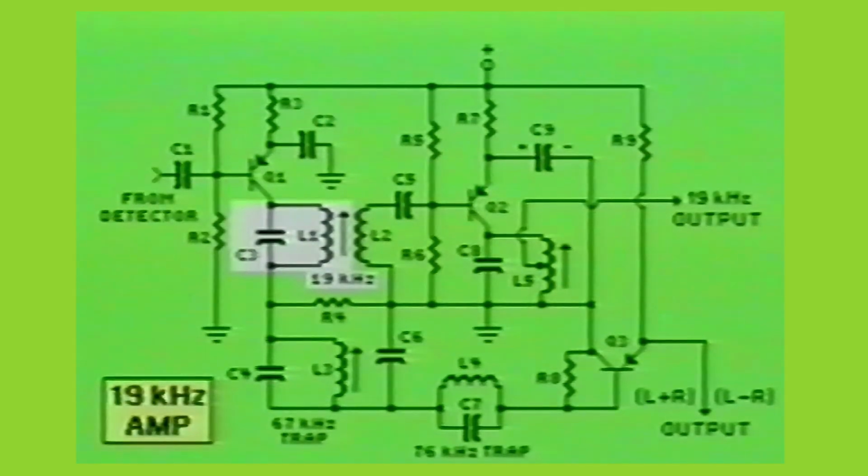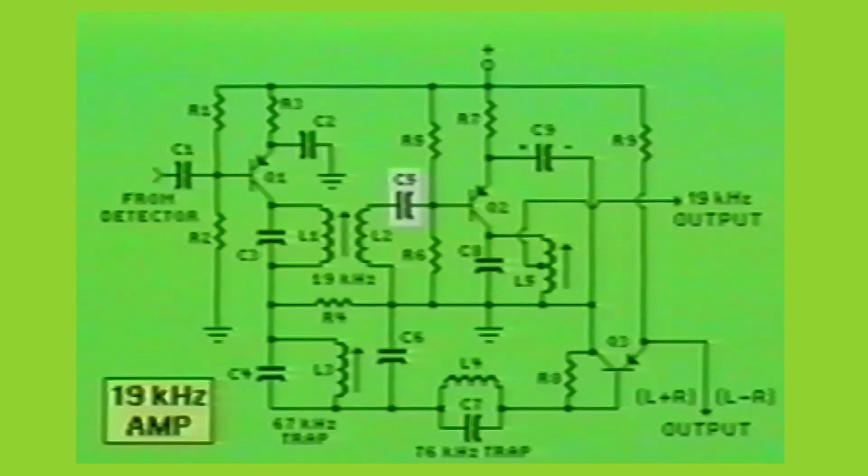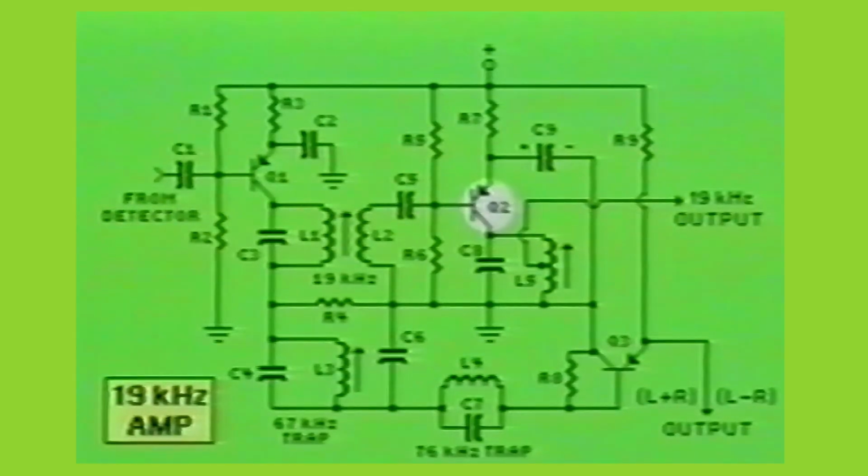Inductor L2 electromagnetically couples with the 19 kHz trap circuit to pick up the pilot signal from the tank circuit. The signal capacitively couples through capacitor C5 and into the base of Q2. Since the pilot tone is much lower in percentage of modulation compared to the L+R and L-R signals, the 19 kHz pilot signal must be increased in amplitude by transistor Q2.